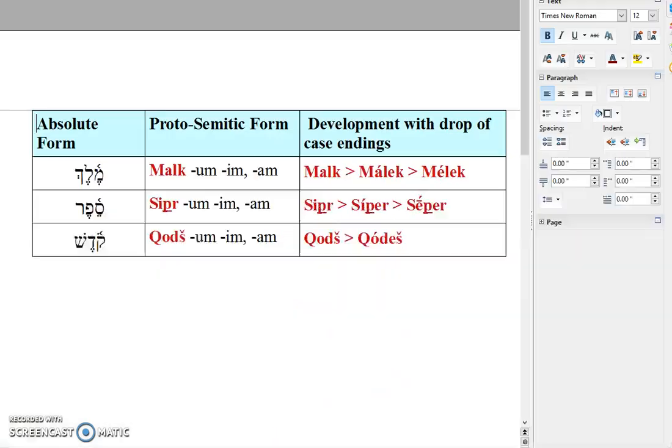the form, but then as time went along, when they dropped the case endings, they threw in a secondary vowel in order to make the segolate. And so you ended up with a malk that went to malek, which went to melek. And I class and O class followed a similar sort of process.